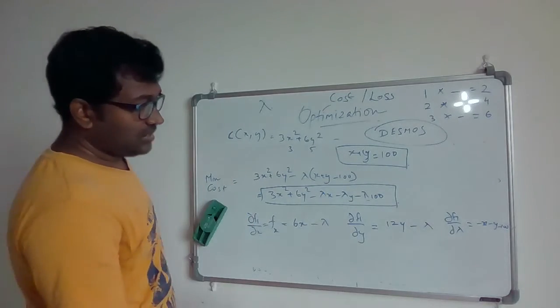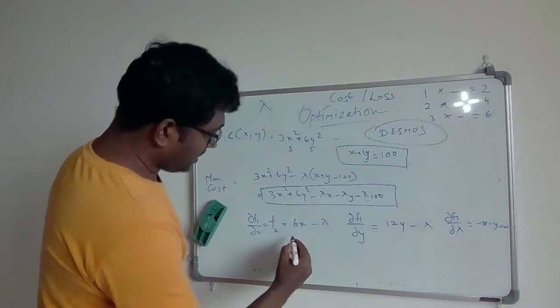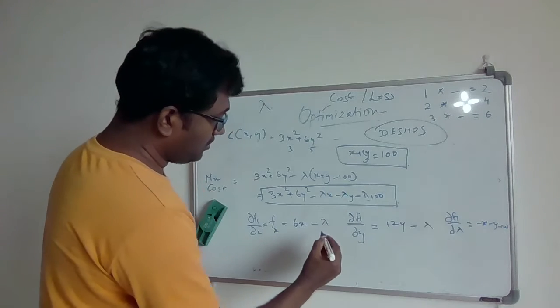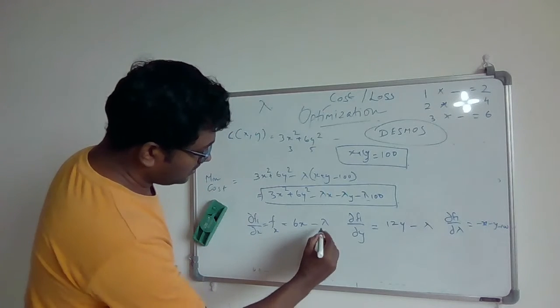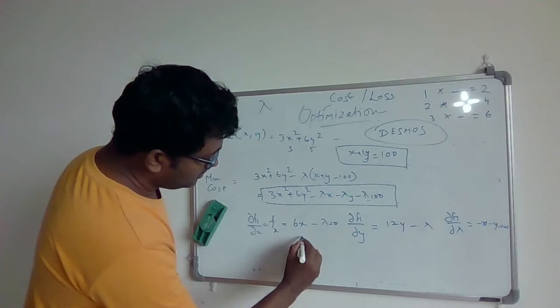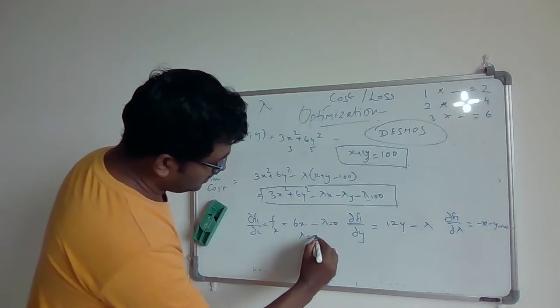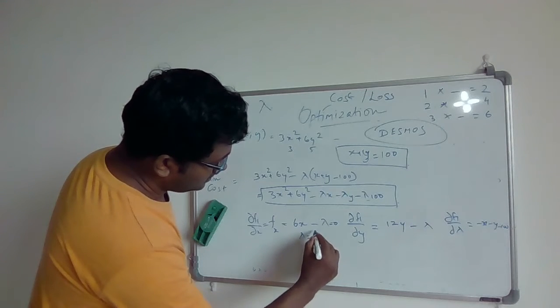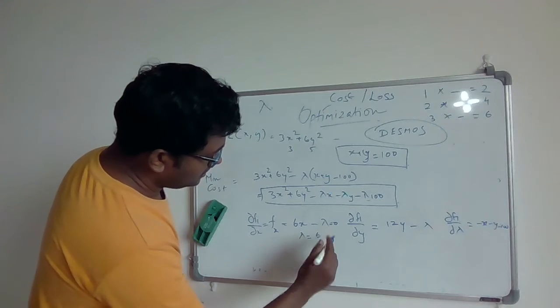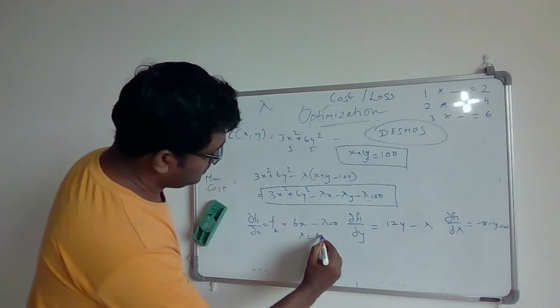Now let's see what happens if we set all the partial derivatives to 0. If we set this to 0, this becomes lambda is equal to 6x.